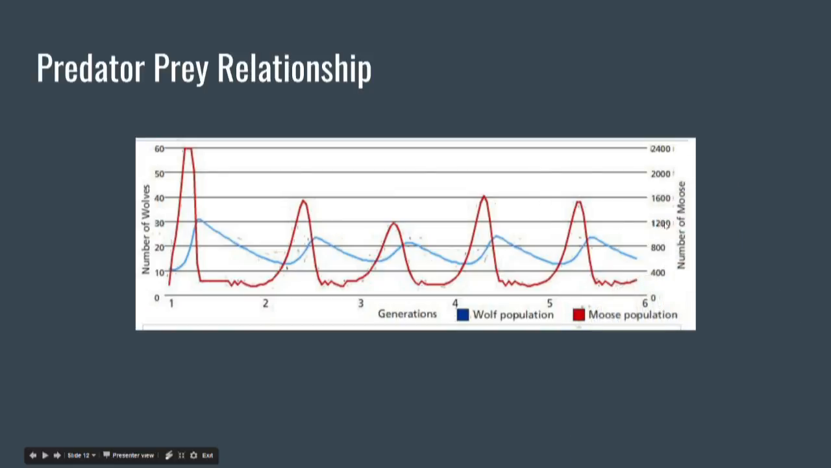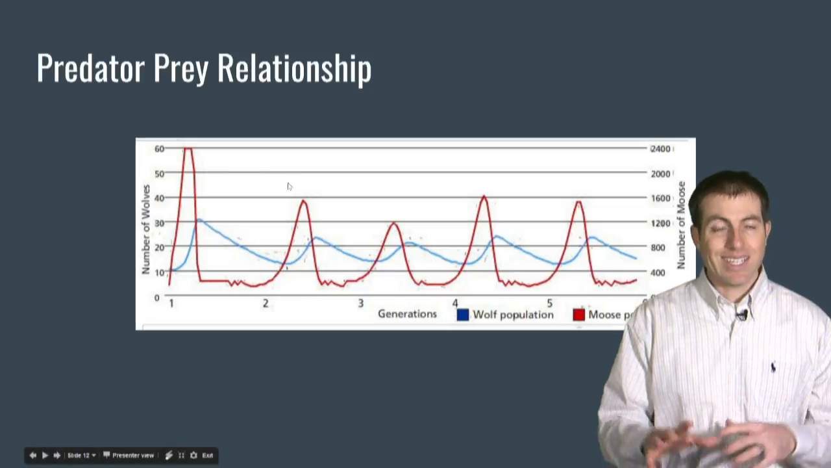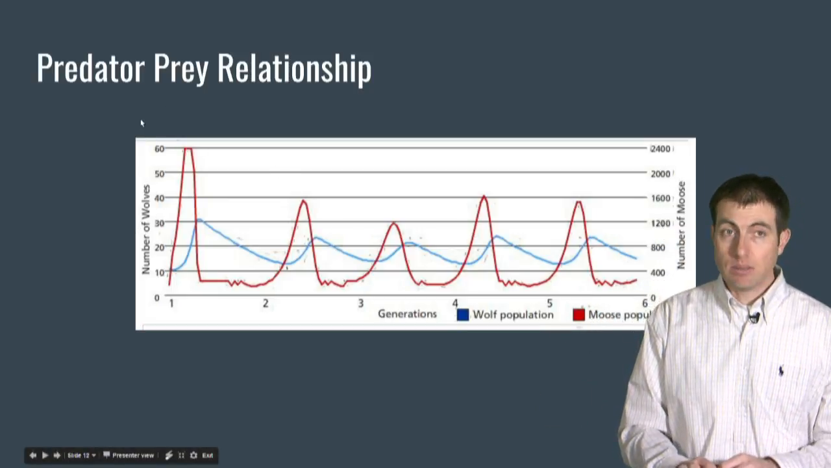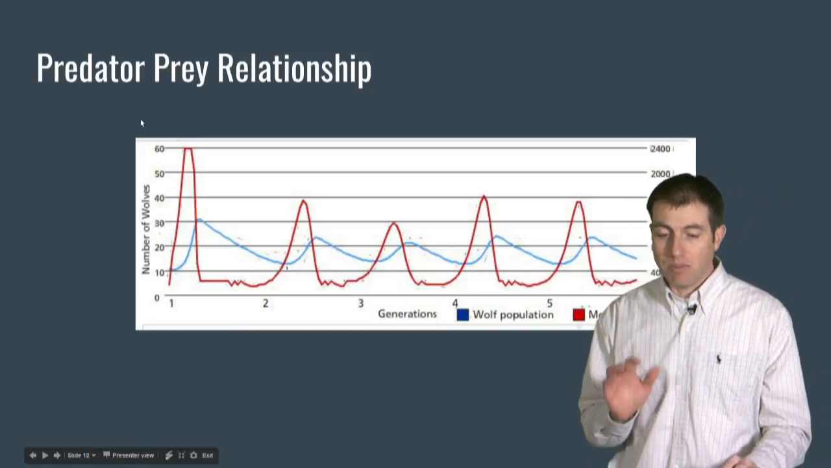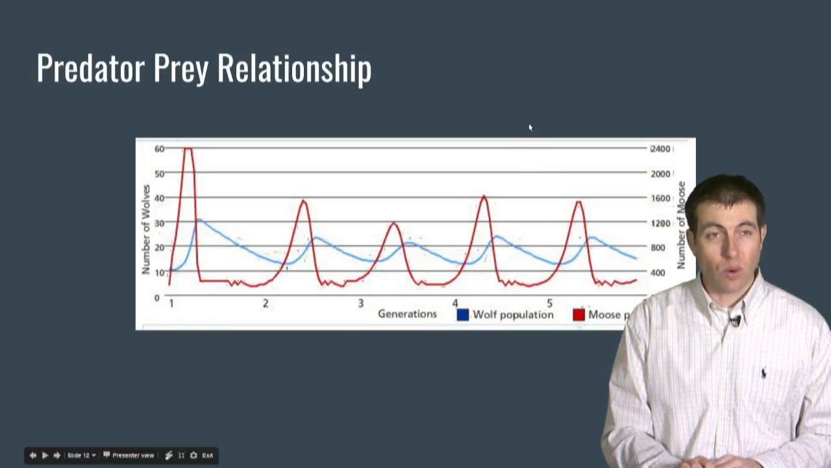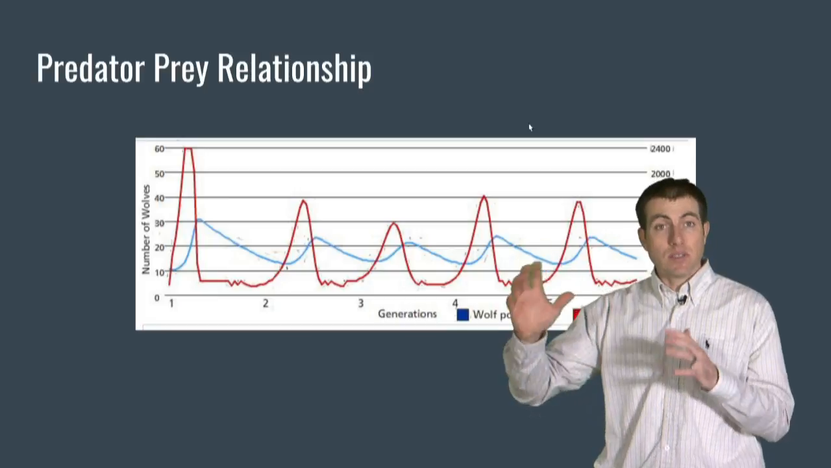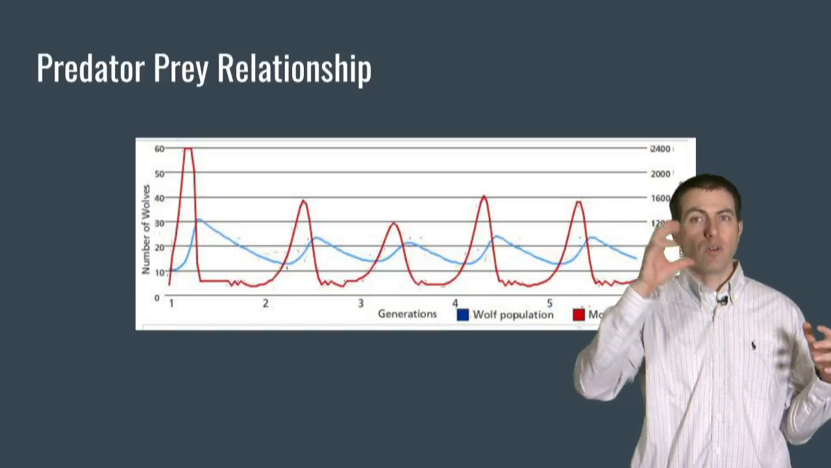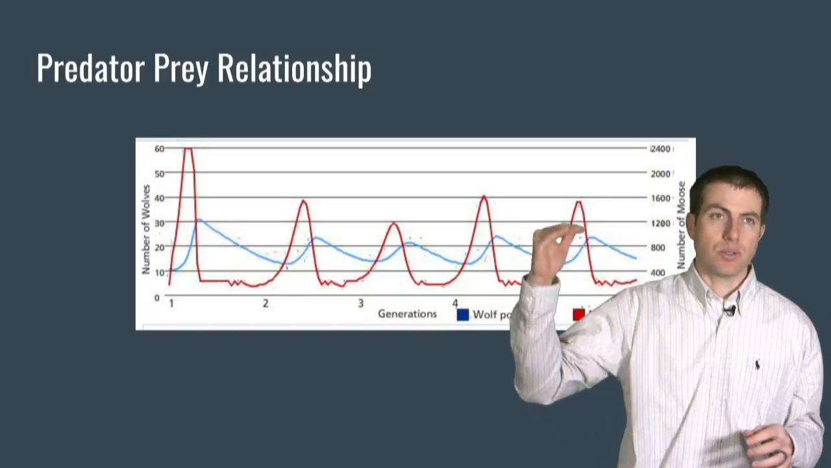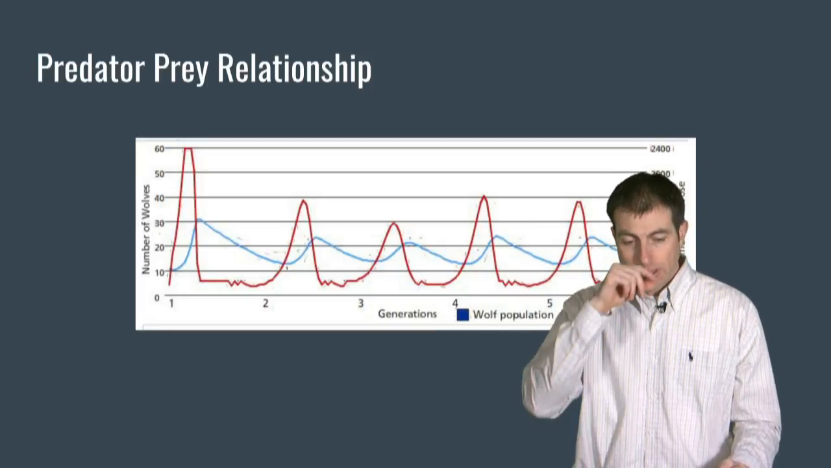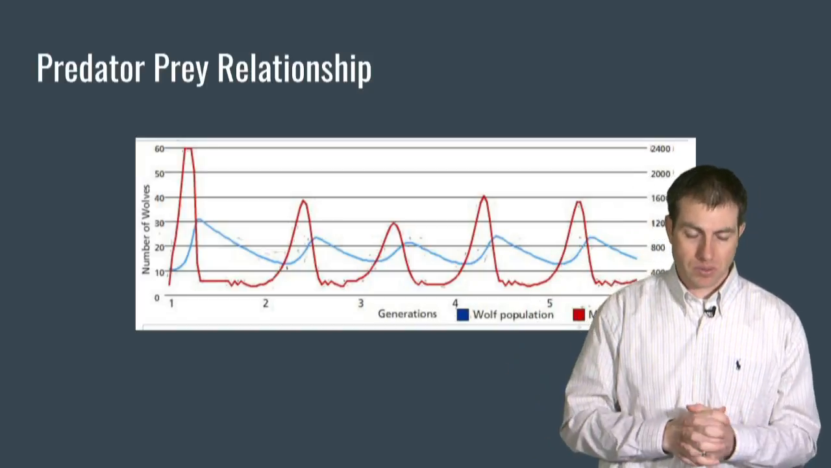So the higher you go up the food chain, the lower the numbers. Notice in this ecosystem, the population of wolves varies between 0 and 60. That's not a lot. But the population of moose varies between 0 and almost 2,400. So there are thousands of moose in a given area, and there are very few wolves. The higher you get in the food chain, the lower the numbers are.